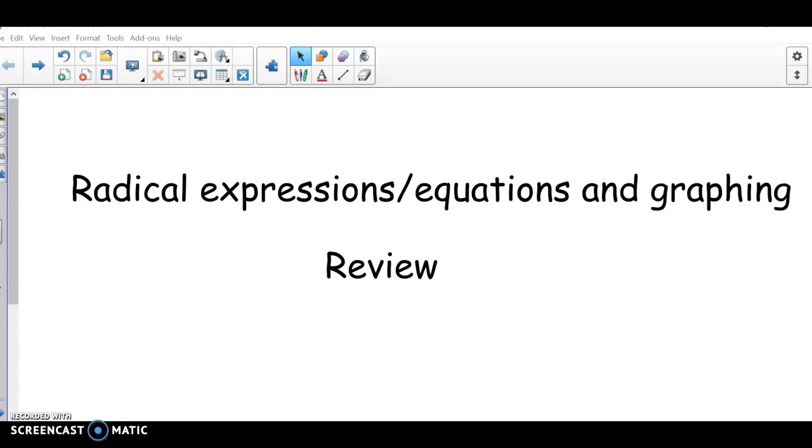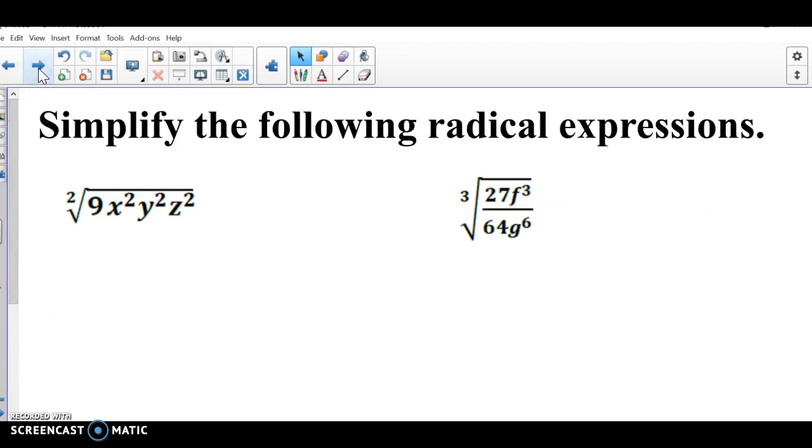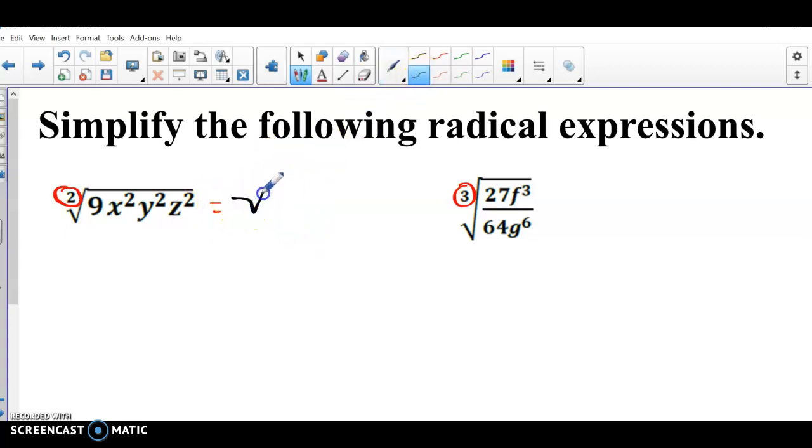This is review for your radical expressions and equations with graphing. If you're being asked to simplify a radical expression, always check to make sure what your index is. Remember, your index is your number that's over here on the outside, sitting out on the arm. So this has a square root, this has a cube root. Normally, if you have a square root, you don't see the two. So on your test tomorrow, you would see this problem written like this.